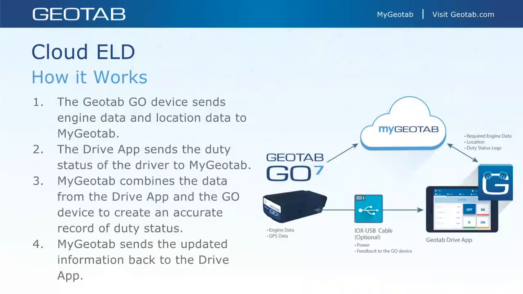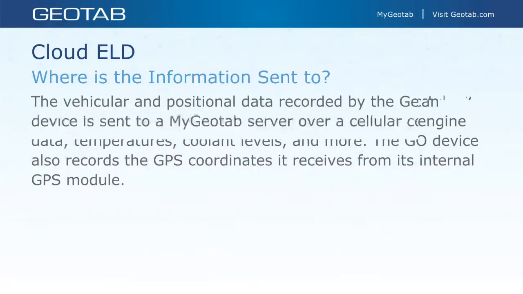So I'm going to back up a couple slides here and go back to this graphic. So you have data from the Go device and data from the tablet, right? And that's both going to the My Geotab server. The data is essentially reconciled there between those two different sources, and then it's sent back to the tablet for the driver to be able to access the data. So before, the tablet played a much larger role in the generation of duty status logs. It plays a smaller role now. It's more so a conduit for the driver to be able to view information about those duty status logs.